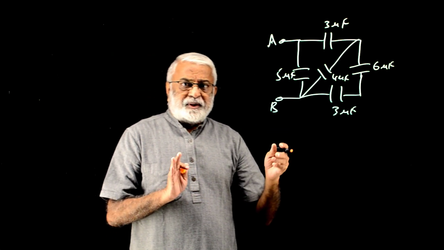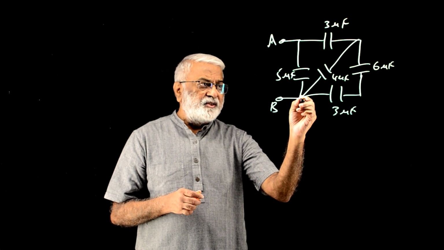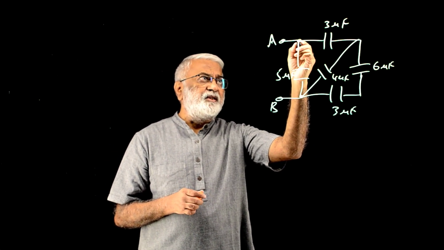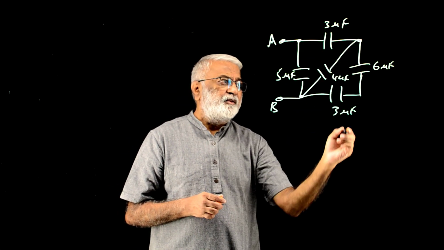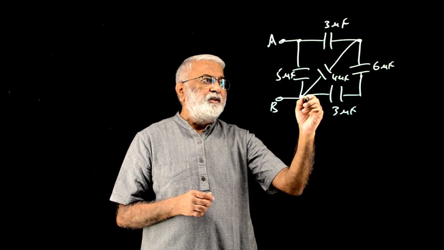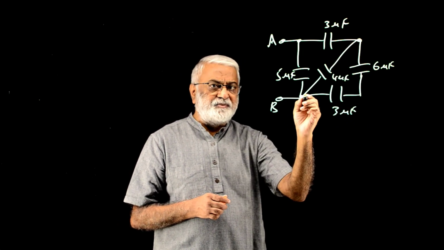In a circuit where there are a lot of capacitors, a lot of junctions, first identify the junction. There is a junction, more than 2 branches meet here, right? This is a junction, this is another junction, this is a junction. This is not a junction, this is a branch. So these are branches, right? This is a junction where branches meet.